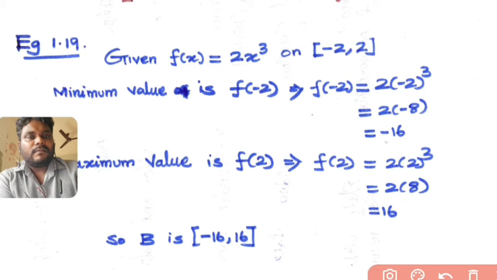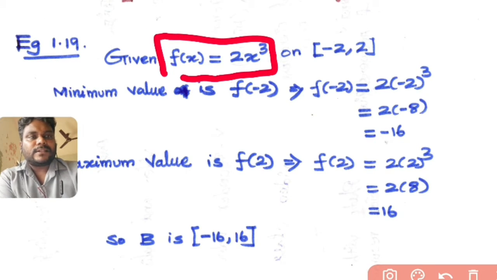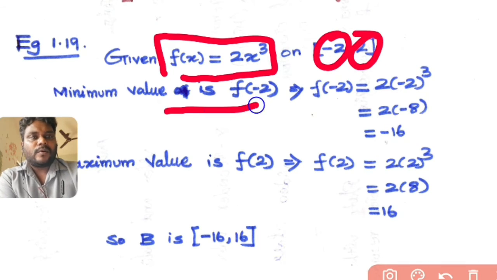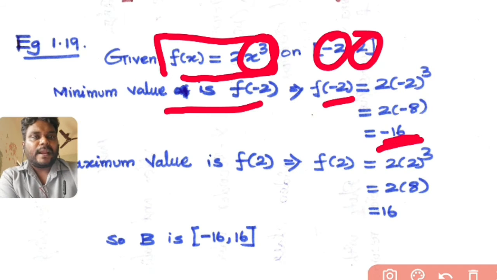I repeat, given f of x equal to 2x cube on the interval -2 to 2, the minimum value is -2 and the maximum value is 2. First we find the minimum value, f of -2. We replace the x value as -2, so 2 into -2 cube. -2 cube is -8, so 2 8s are 16, plus into minus is minus. So the minimum value is -16.